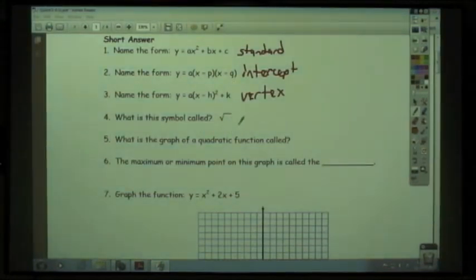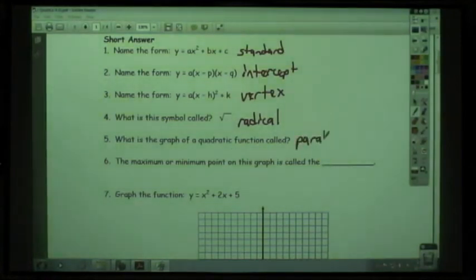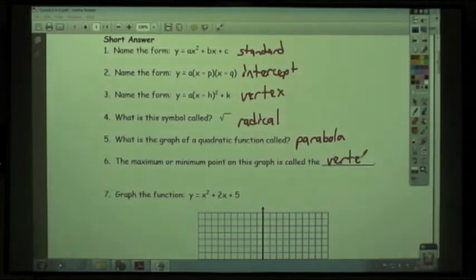The symbol is called a radical. It is not a square root symbol. I know that's what you normally do, what it tells you to do with it, but that is not what the symbol is called. The graph of a quadratic function is called a parabola, not the virus, not a virus like Ebola, but a parabola. The maximum or minimum point is called the vertex.